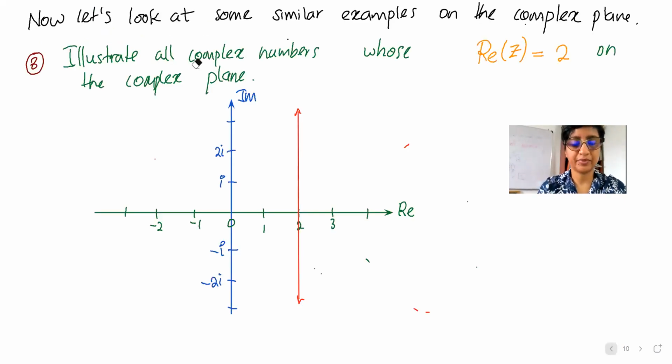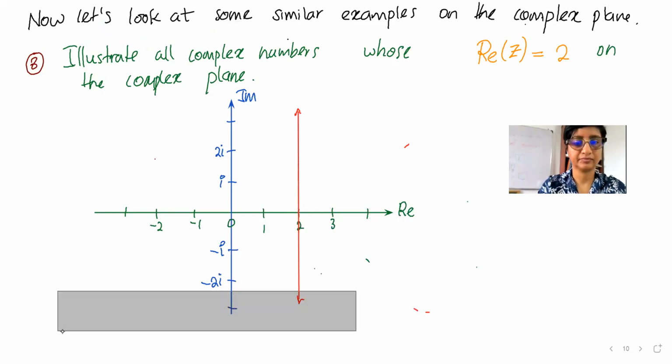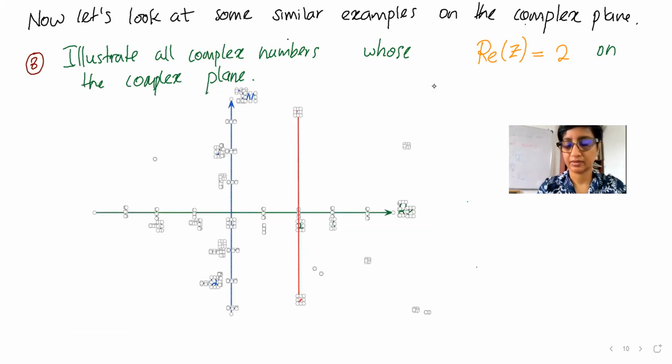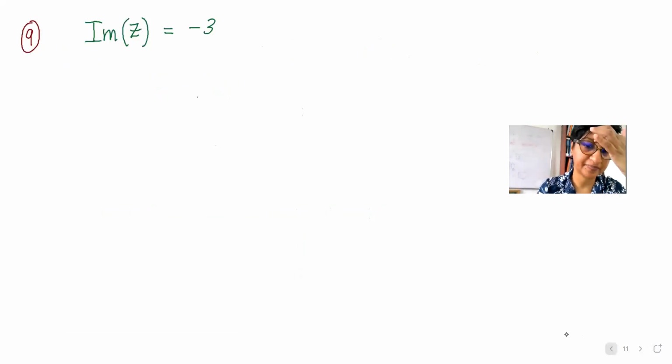Can I copy this whole thing and bring it? I think I should be able to do that. Select. Right. No, can I copy this? No, I can't. So it's no point. Miss, imaginary part is equal to -3.